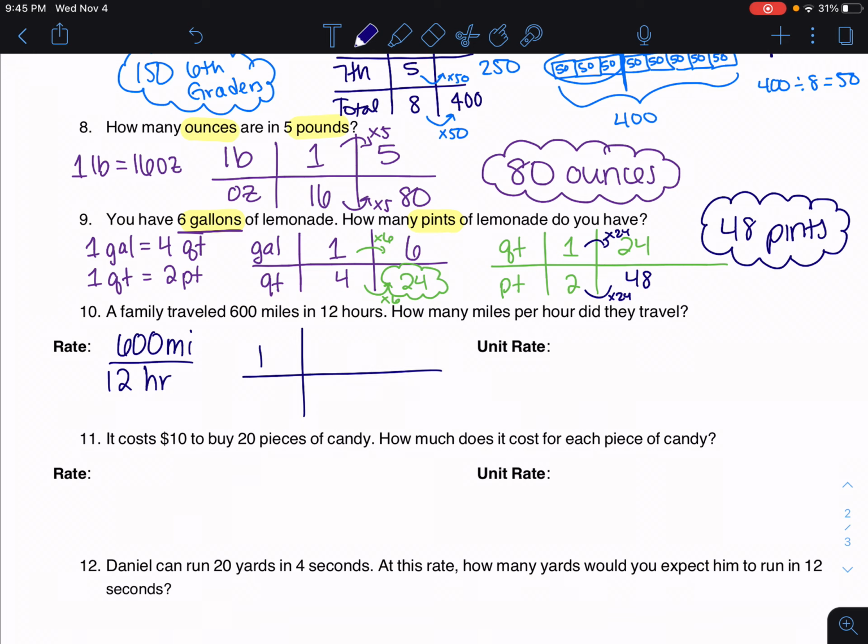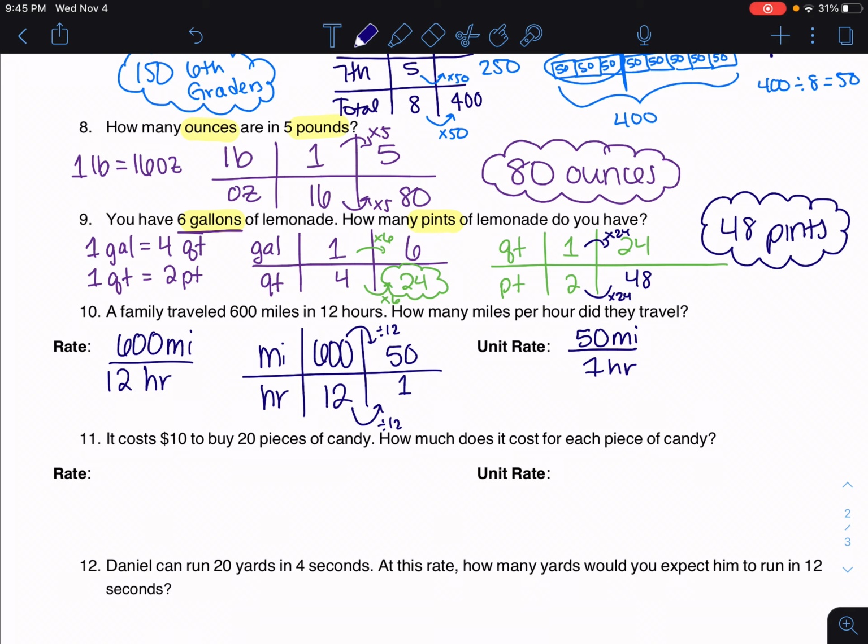Remember, we did our unit rates in the ratio table. So 600 miles, oops, I didn't need to write miles again, in 12 hours. So I'm going to divide by 12 to get to 1. And I get 50 miles per hour. So my unit rate is going to be 50 miles in 1 hour.